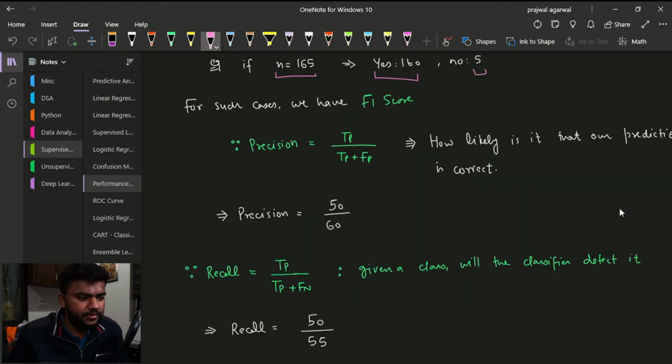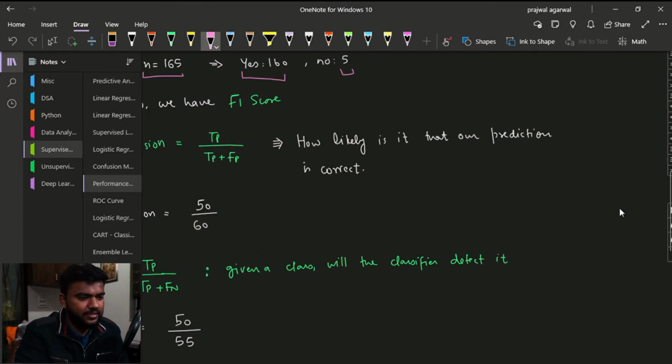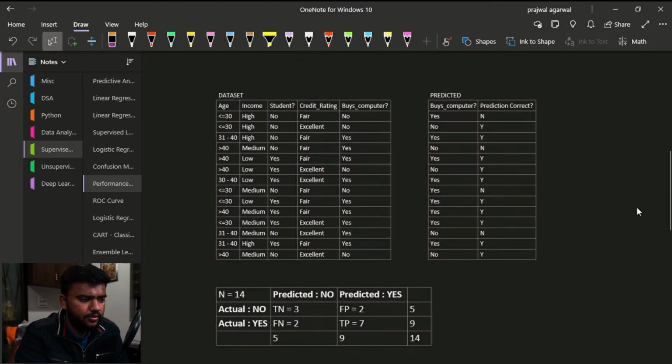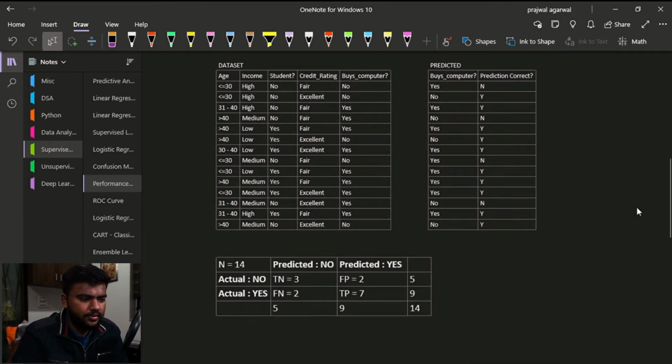For such cases we have the F1 score, and to calculate the F1 score we need two performance metrics, precision and recall, and we will talk about them deeply. First, let's calculate the accuracy real fast. Accuracy is true positive plus true negative divided by the total number of records. This is the confusion matrix that we created in the previous video. True negatives are 3 and true positives are 7, so it is 10 by 14. This is the accuracy of this model.